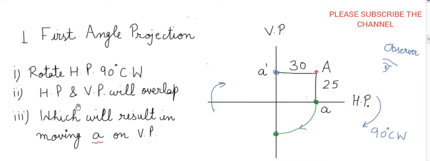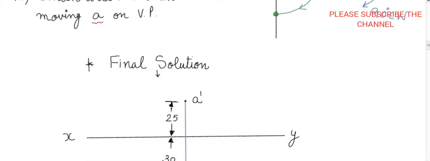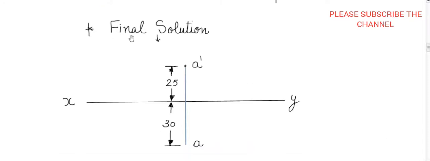Second case. So the third case will be the outcome of these two standard inputs, which will result in moving point A on the VP. This top view is moved to right here. So the final projection which you need to draw on your sheet will be just like that. This is the final solution.